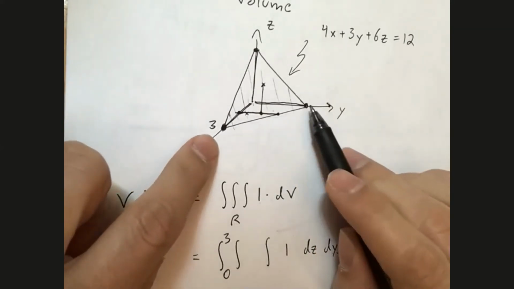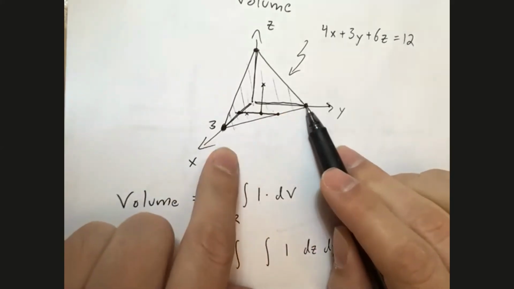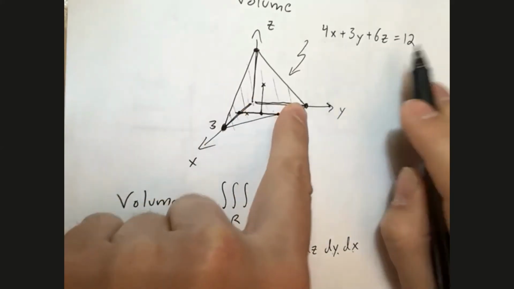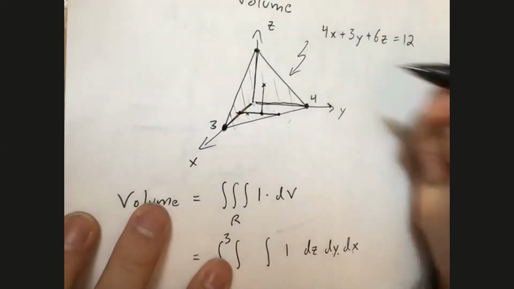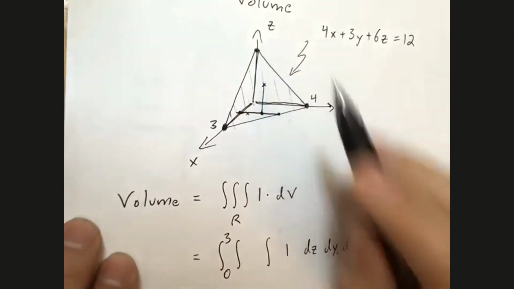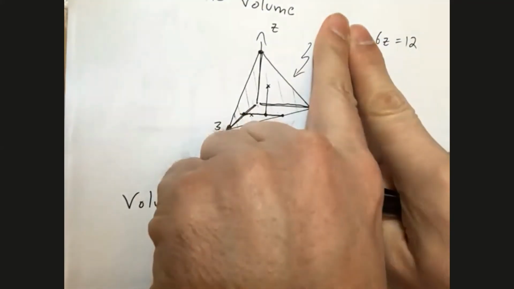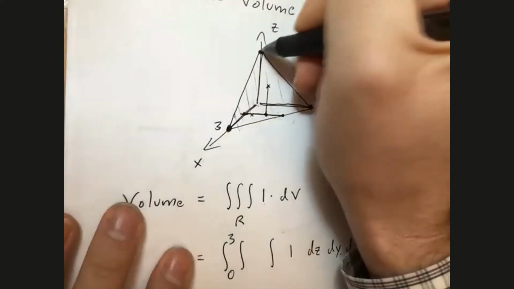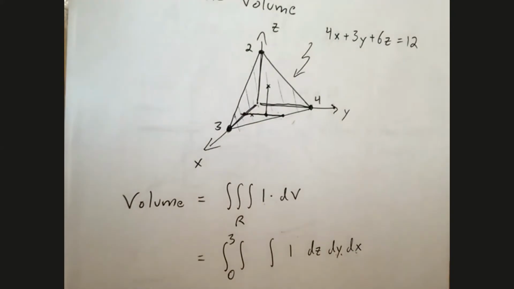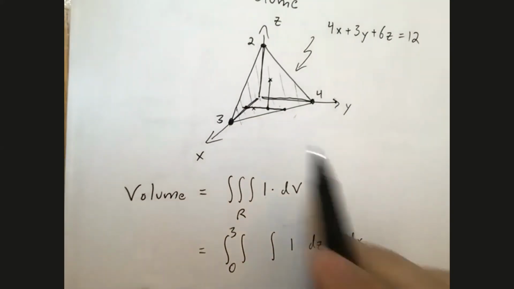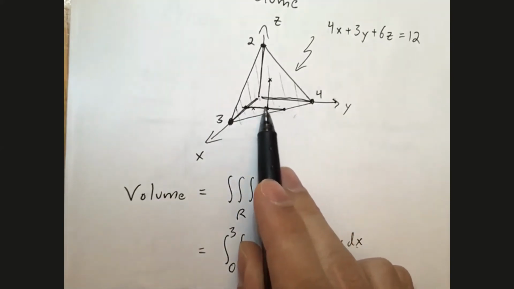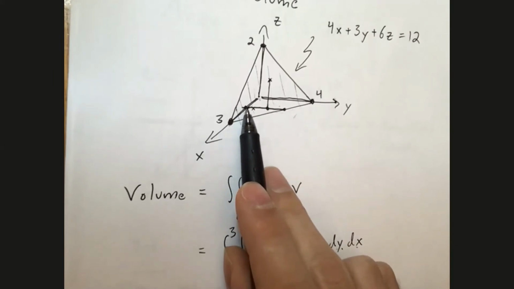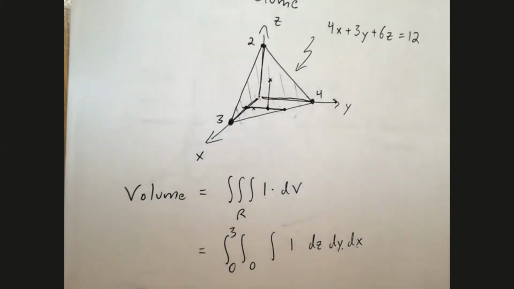I can also figure out what these points are, because at this point, x and z are 0. So I just solve that equation. I get y equals 4. And this point is when x and y are 0. So that's when z is equal to 2. So I can figure out what these intercepts are. And now I can figure out what the bounds for this integral are. Y starts at 0, so I know I can put 0 down there.